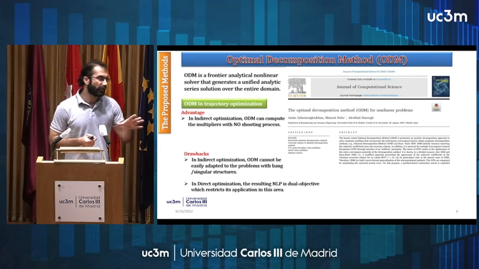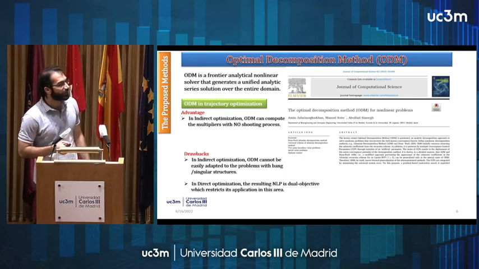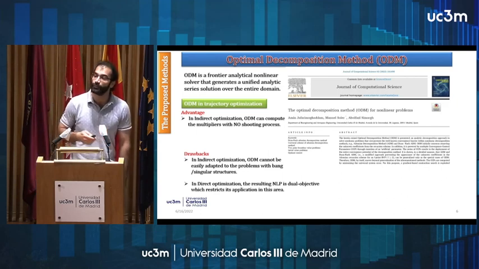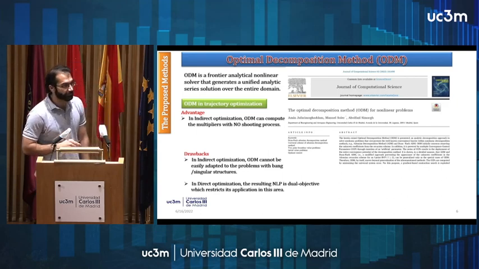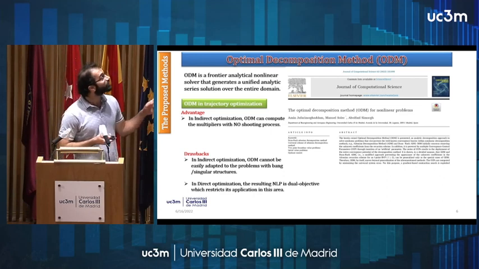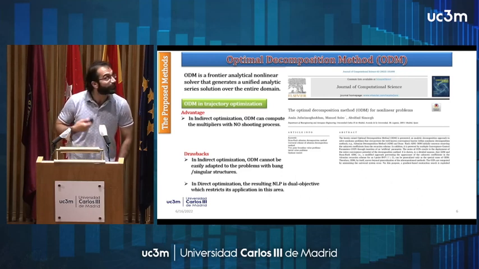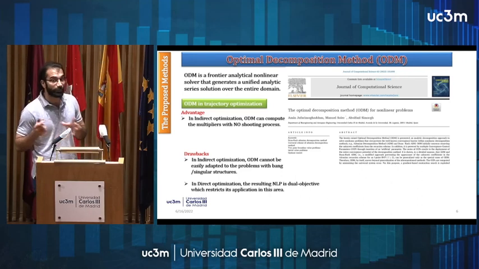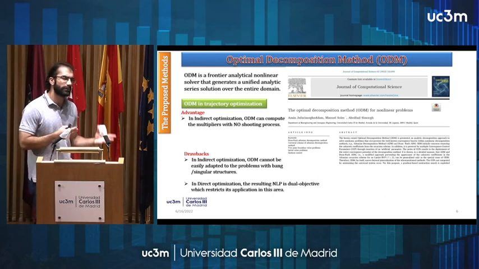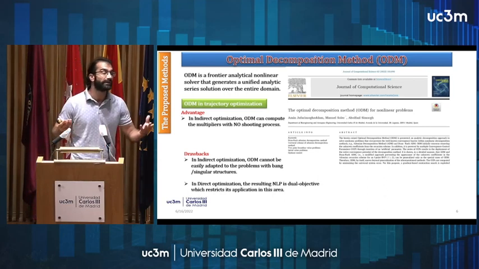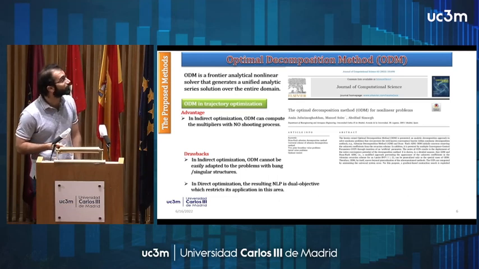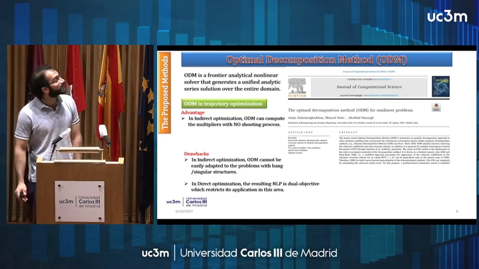We are not going through the mathematical details behind ODM, but just mention the advantages and drawbacks of ODM and the reasons that we moved toward another method. The advantage is that in direct optimization, ODM can compute the multipliers with no shooting process. This happens when ODM is applied to solve an optimal control problem formulated through the Pontryagin maximum principle, so no shooting process is required.